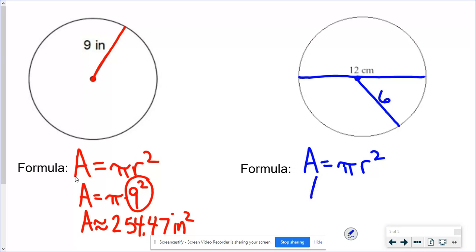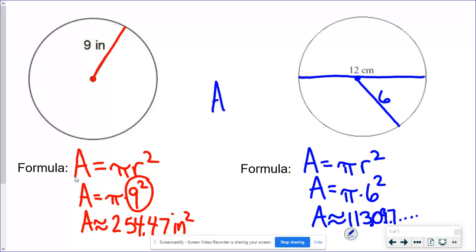So I would have that area equals pi times 6 squared, which is 36. So I would need 36 times pi, which is going to give me, squiggly equal sign, 113 point. Now, here's my problem. I've got, well, there's my decimal, 097, and then some other stuff. That 7 would make the 9 round up. So what I'll really have here, I'm going to write it up here, 113.10.